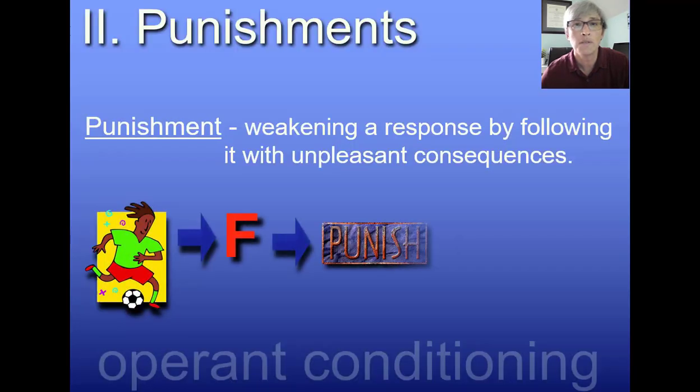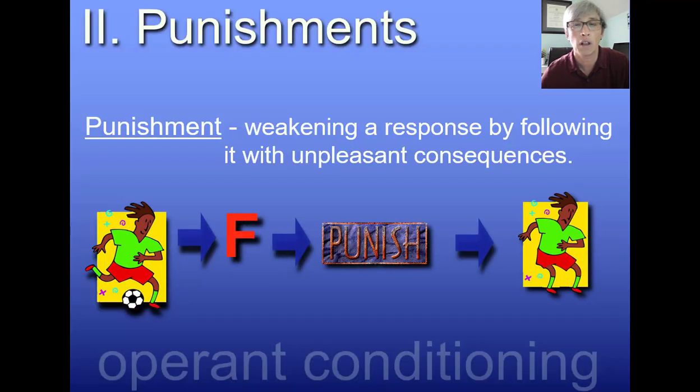Now, punishment is meant to weaken a response by following it with unpleasant consequences. So if there is an athlete who gets a bad grade, they're removed from the team. They don't get to participate in the team anymore. That's an unpleasant consequence for the person who loves being a part of the team.